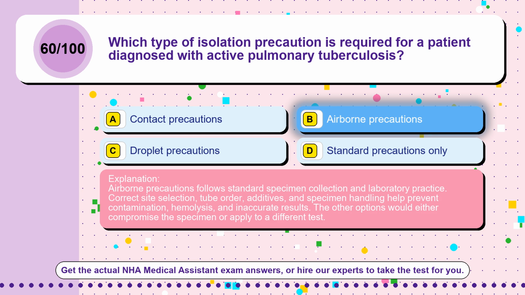PPE is removed in a sequence that limits contamination of clean skin and clothing. Gloves are usually removed first because they are most contaminated, followed by eye protection, gown, and mask according to facility procedure. Removing the mask too early or touching the outside of contaminated PPE increases exposure risk.